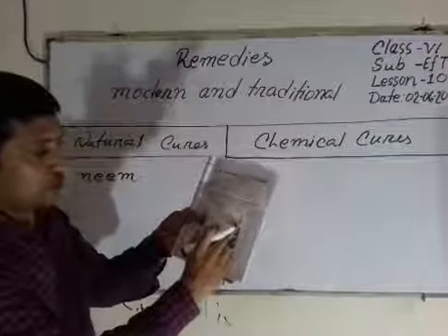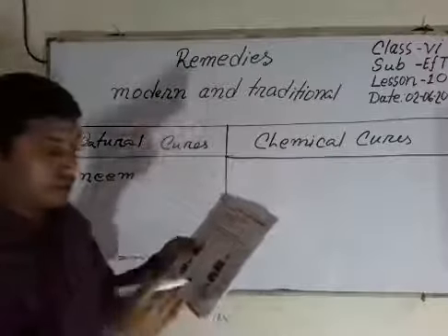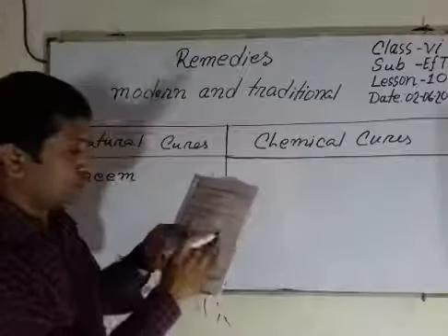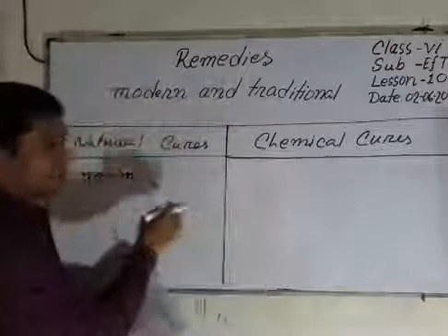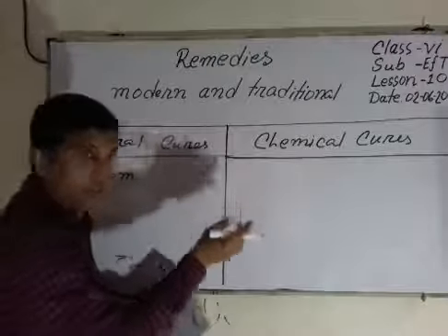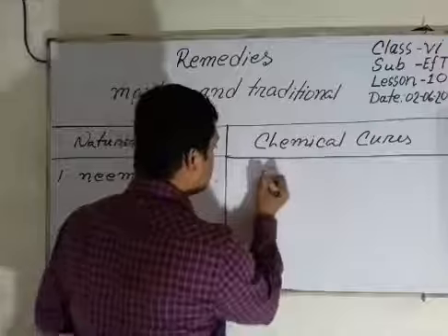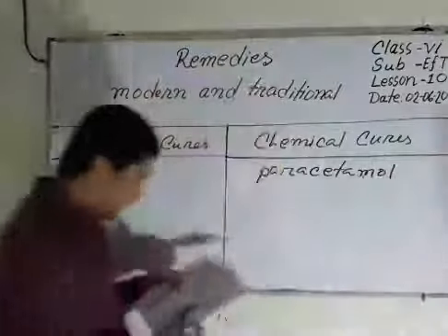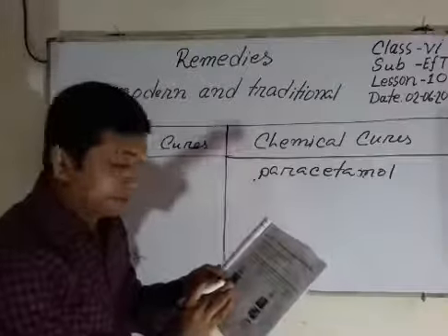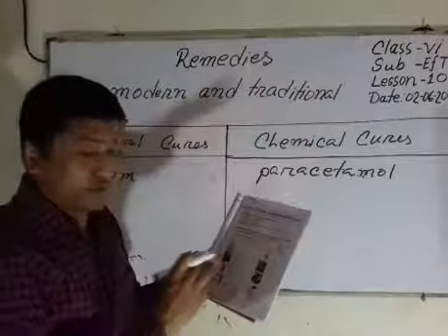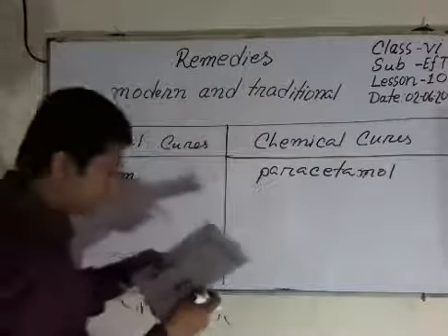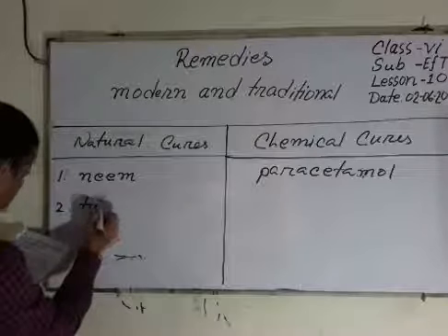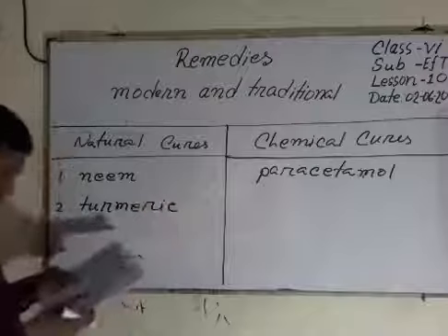Okay, next we see there is a jar, and obviously there is no picture of a tablet, but this is a jar. Usually we see jars sometimes contain tablets, so we can write paracetamol. It is got in a dispensary, so we can write it in chemical cures. Paracetamol. Okay, next we see another picture. Though it is not a clear picture, we can recognize that this is turmeric and turmeric is a natural cure. So we can write here turmeric.